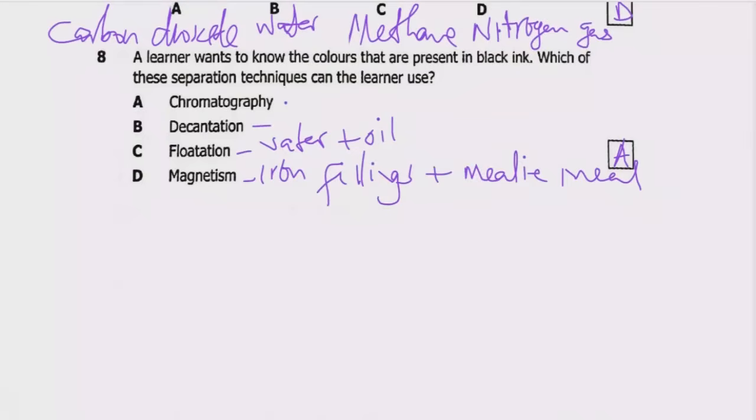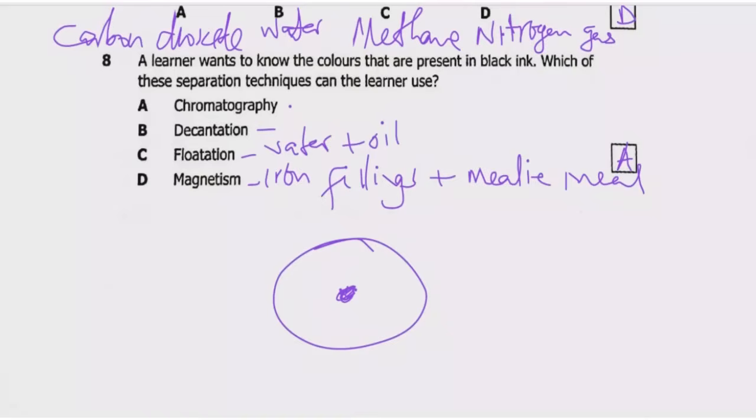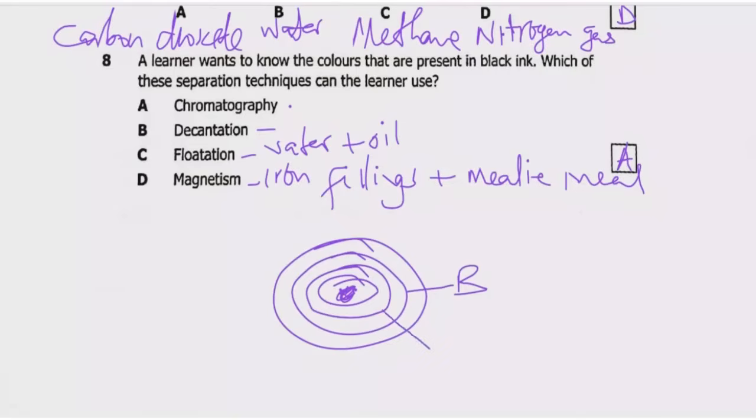This is where you get a filter paper, then you put the ink, then you pour a solvent. The ink will start dissolving, so there will be some rings of colors that will be going. Now here you can have blue, here you can have red, and here you can have yellow, depending on how the color dissolves. So you can have those colors like that. That way you can tell the colors that are in black.